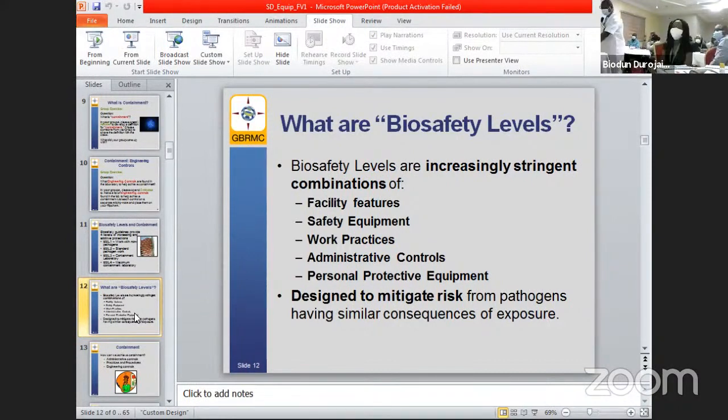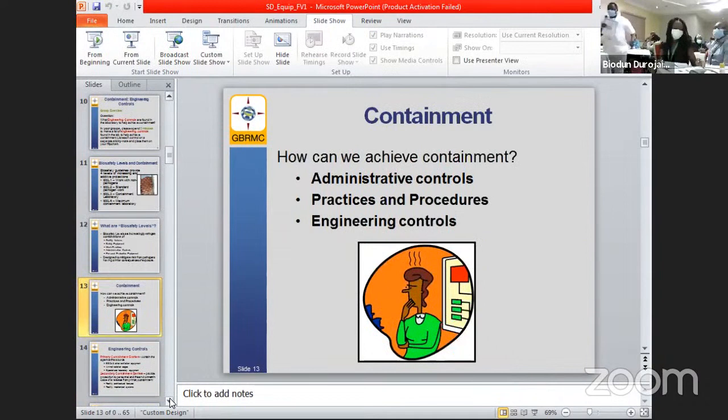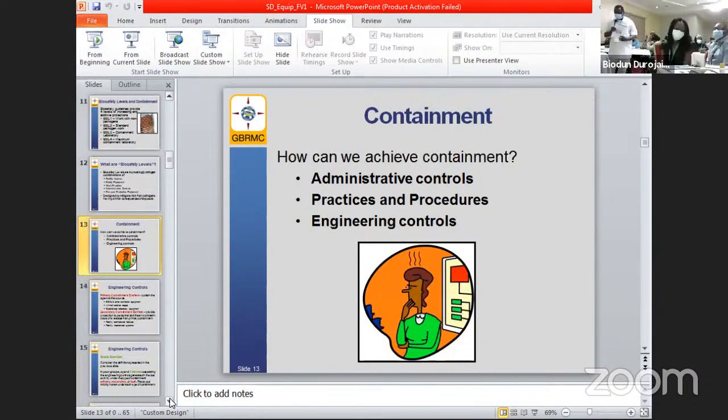Okay, let's mention this. So, this is a good question. How can we achieve containment? We have three major ways: administrative controls, practices and procedures, and then the one we are talking about, engineering controls.